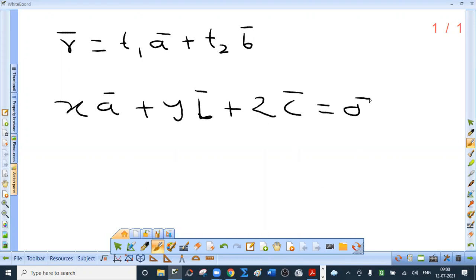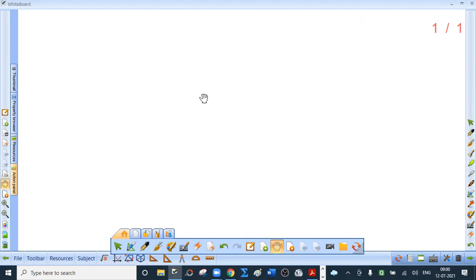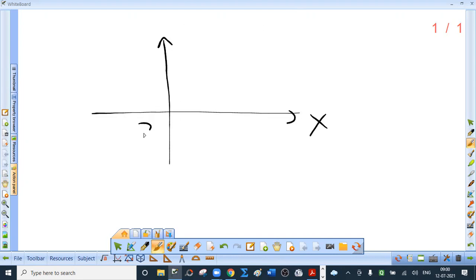Now, we discuss vectors in 2D, two dimensions. That is the position vector of a point in the plane. These are two mutually perpendicular lines. This is the x-axis, this is the y-axis. Now we consider i cap and j cap as two unit vectors along the positive directions of the x-axis and y-axis. So i cap in the positive direction of the x-axis and j cap in the positive direction of the y-axis.